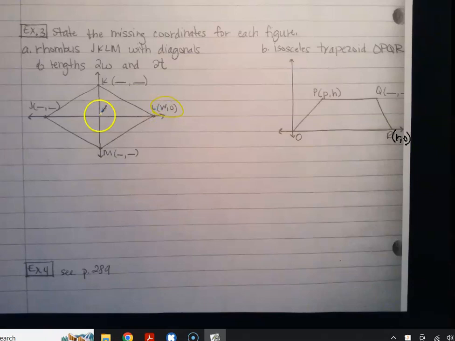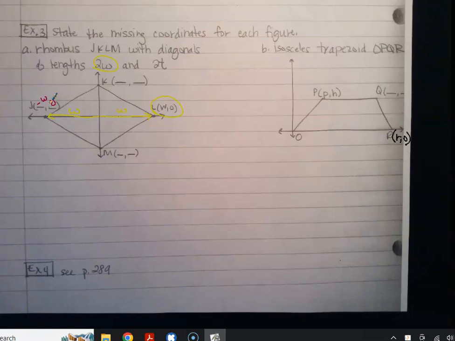Our x value, we came over W. Well, wait a minute. Our length here is 2W. So wouldn't this distance also be W? Where did I go from the origin? I went left. Are these positive W's? Negative W. So it should be negative W and 0. Good.